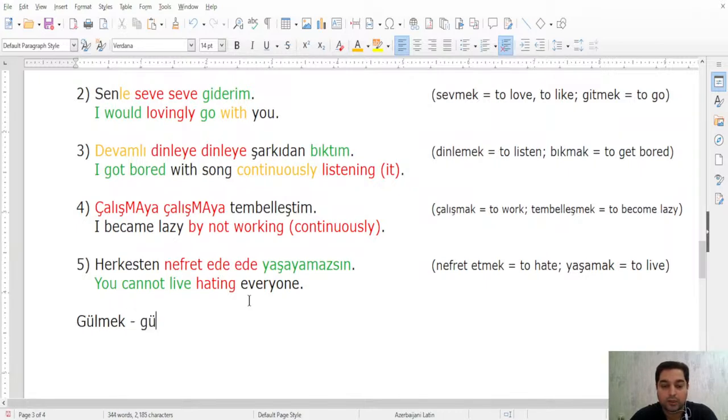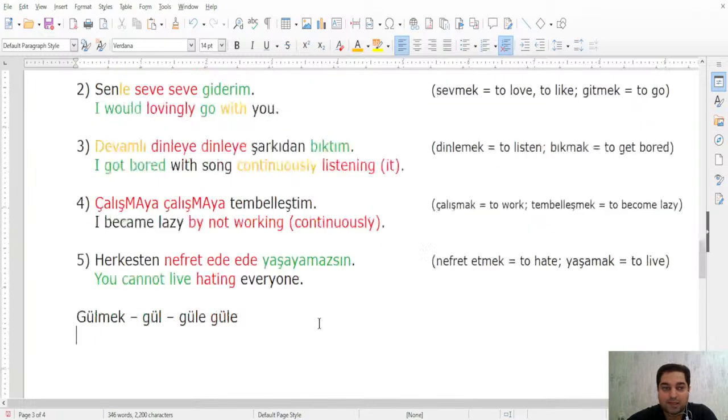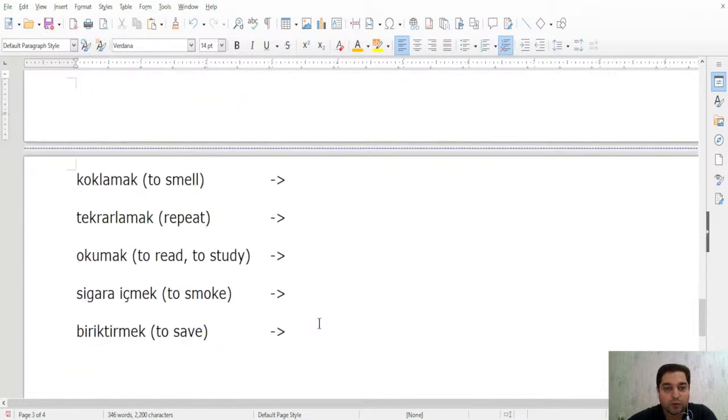Gülmek, it will be gül, right? Gül becomes güle güle. Okay, gülmek, gül, güle güle. Gül is the root, you make it güle güle. Okay, so I'm done with these basic examples. With colored examples, I have a couple of verbs here.